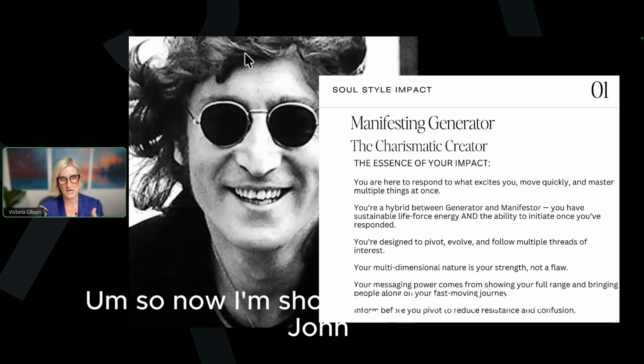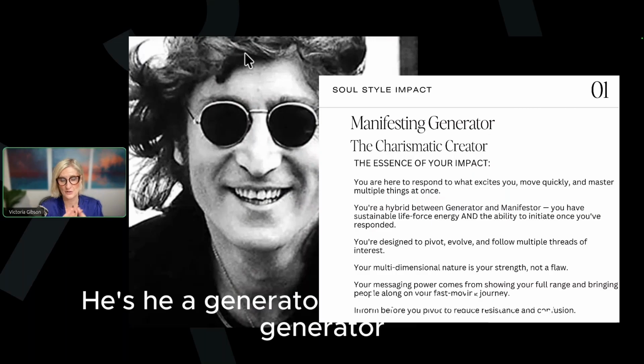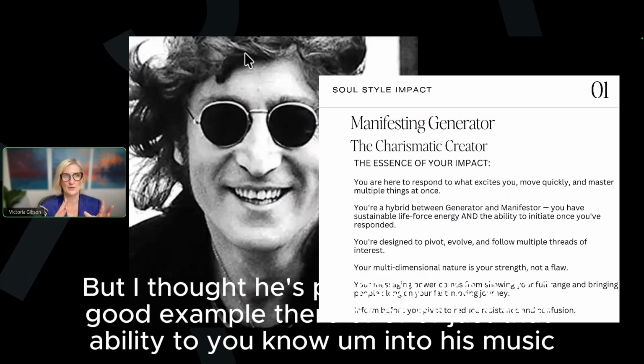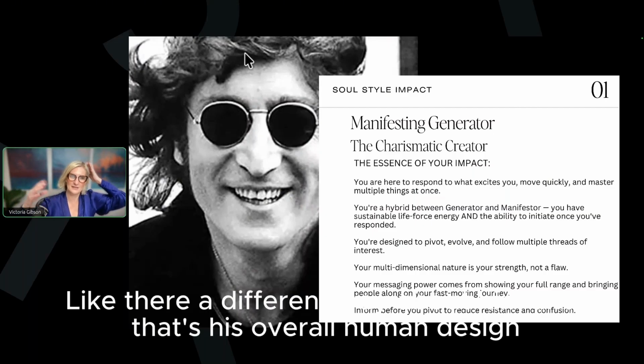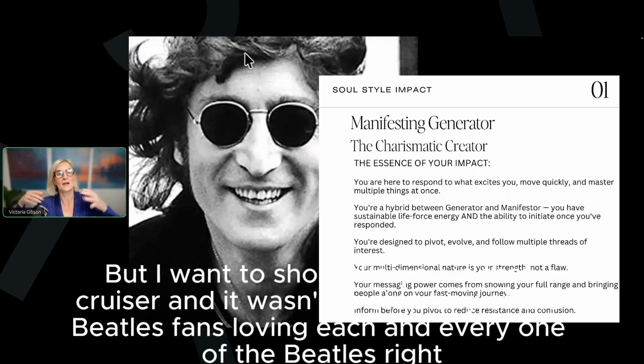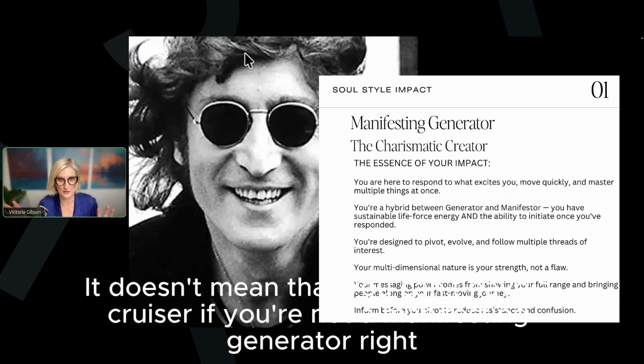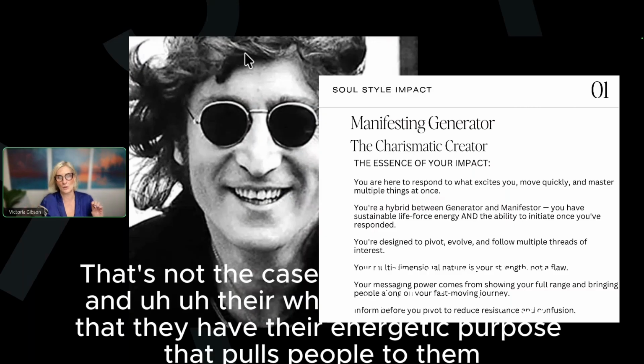So I'm showing a picture of John. He was a generator, not a manifesting generator, but I thought he's probably a good example there of that ability to express himself through his music, but it was the charisma that he had, a different element to Paul, right? Like there was a different way about him, and that's his overall human design. But it wasn't to stop any of the Beatles fans loving each and every one of the Beatles, right? It doesn't mean that you can't have charisma if you're not a manifesting generator, right? That's not the case at all.